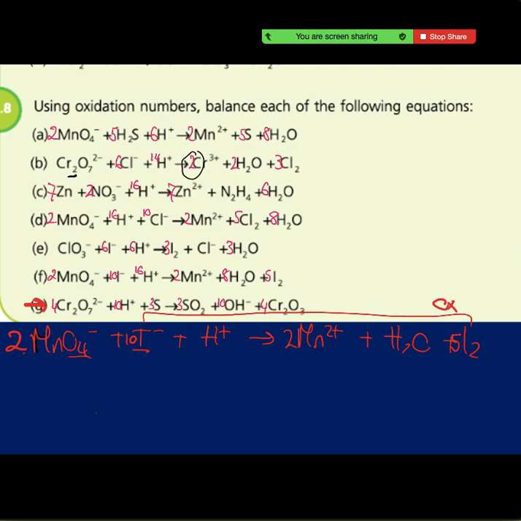So I now count up my O's because it's easier to add O's than it is to add anything else. 2 4s are 8 O's here on this side, so I put an 8 in front of my water. I then count up my H's. I have 16 H's here, so I put a 16 in front of this.